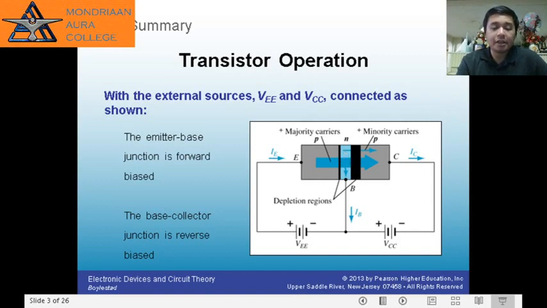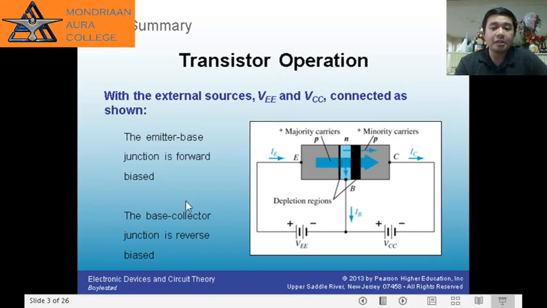Itong holes na to ngayon ay magta-travel from the base papunta dito sa ating collector. Yung maliit na arrow na yon, yun yung tinatawag nating minority carriers. Ito yung holes pero onti lang yung bilang. Bakit onti? Kasi ito yung kuryente na na-establish dahil sa reverse bias. Remember, kapag naka-reverse bias ang ating PN junction, onti lang or mababa lang yung level ng kuryente natin.